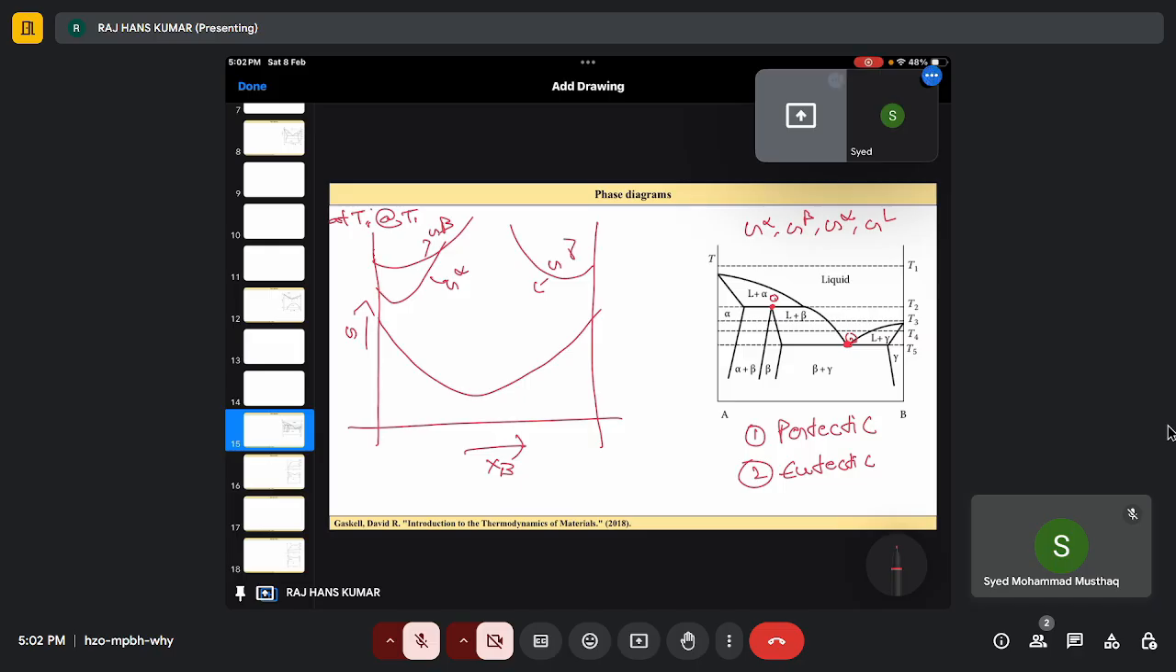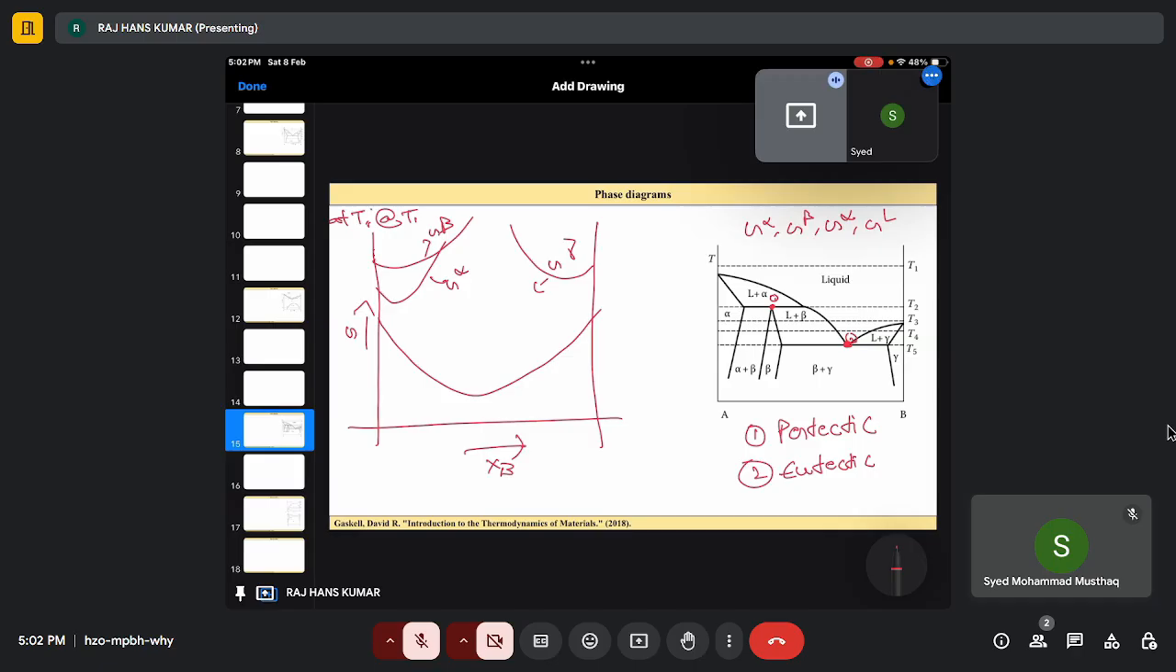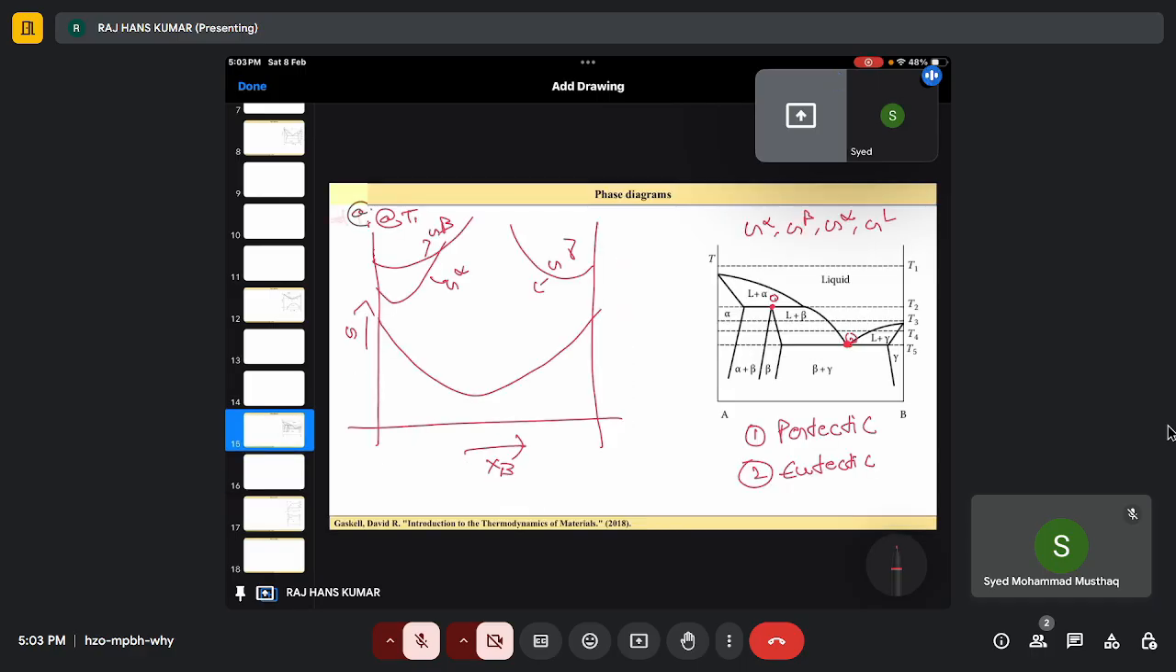Okay. Then moving on to T2, right? So what do we have at T2? At T2, this is my XB, this is my free energy. Moving up, then at T2 at first I have alpha phase, then I have liquid plus alpha, then I have liquid, right?